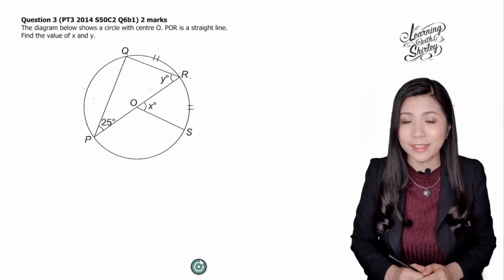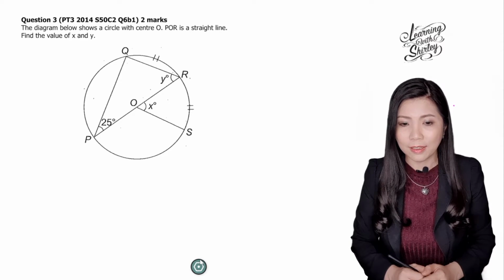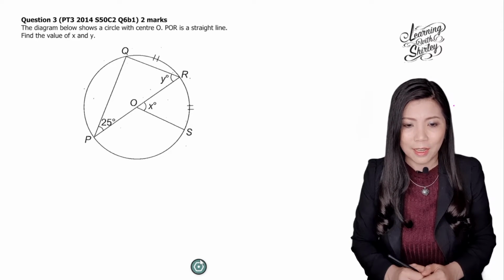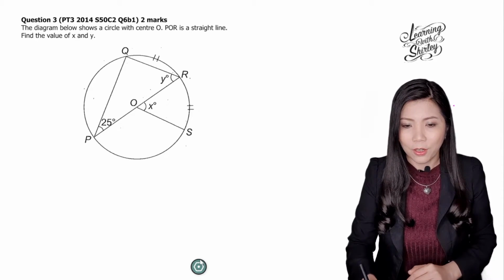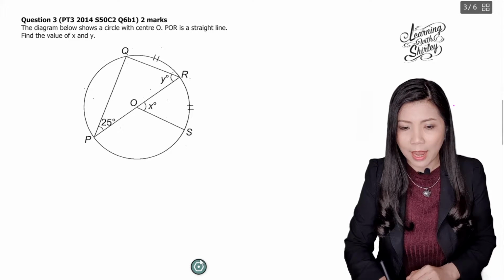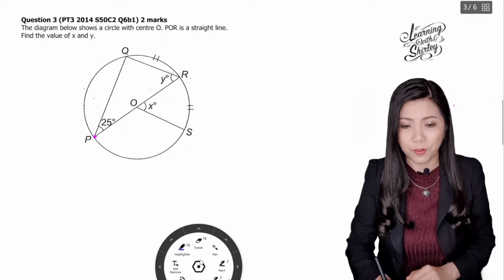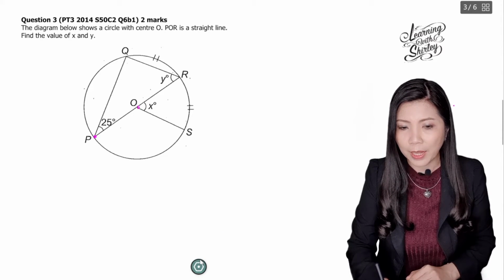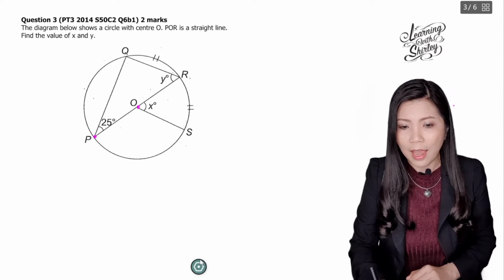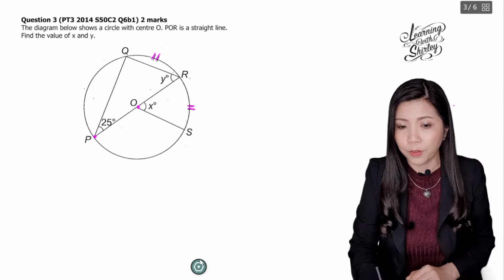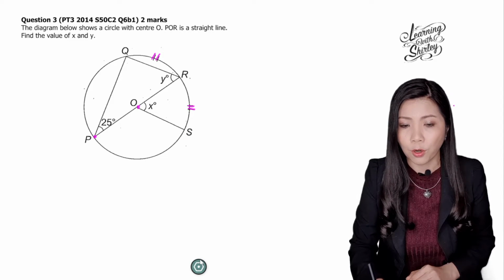Let's look at question number 3. The diagram below shows a circle with center O. POR is a straight line, which means that it's a diameter. Find the value of X and Y. Let's look here. This is the angle subtended at the circumference, and this is the angle subtended at the center, and the arcs for them are the same. This means the arc QR is the same as arc RS.